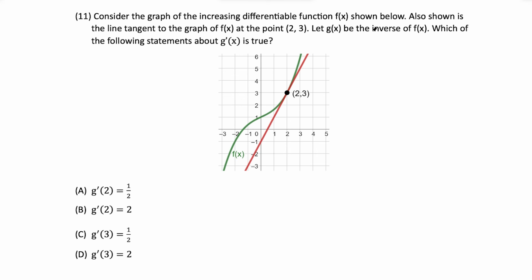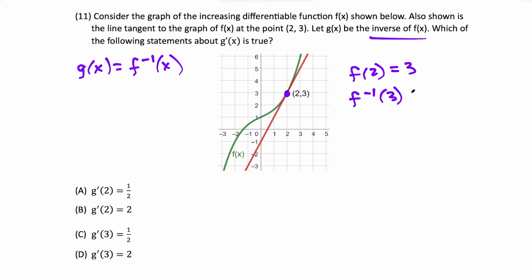But what we have here is that g of x is the inverse of f of x. So this point over here, the point (2, 3), tells us that f of 2 is equal to 3. But in inverse language, if g of x is the inverse of f of x, g of x is equal to f inverse of x, then we could say f inverse of 3 is equal to 2, or if we use g of x, we could say g of 3 is equal to 2. Okay, so this is going to be a very important piece.